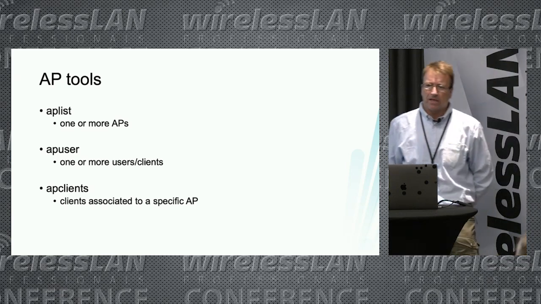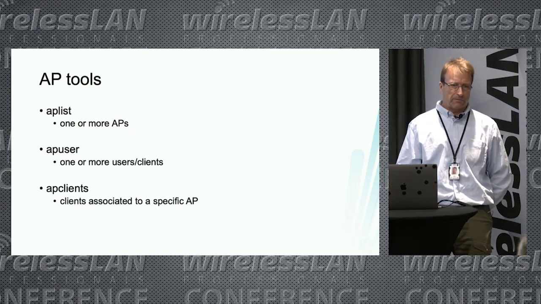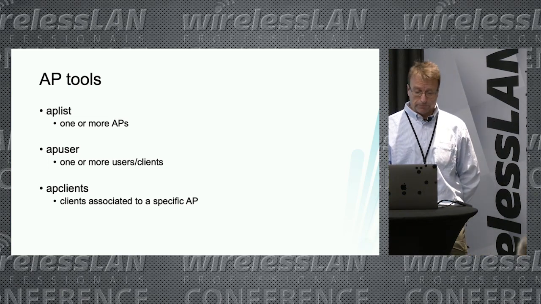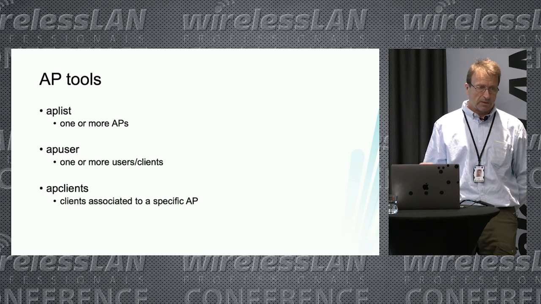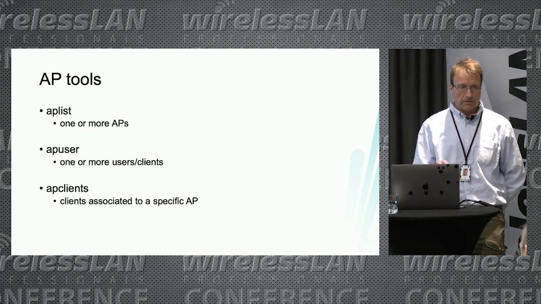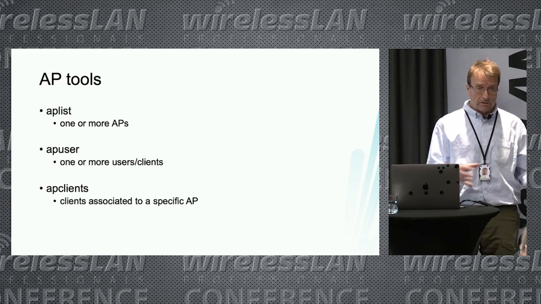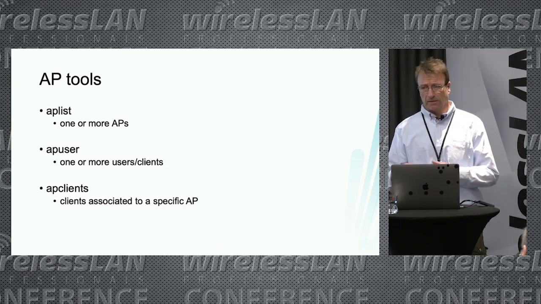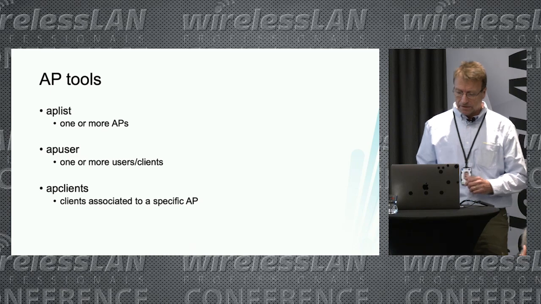In this environment, I was unhappy with the vendor's tools to look into information about the wireless infrastructure, APs and clients. So I wrote my own tools. There's 3 of them. AP list shows information about APs. Depending on which options you use, you get different information subsets. And the other 2 show information about clients, one from the perspective of user ID, and the other from the perspective of an AP with its associated clients.